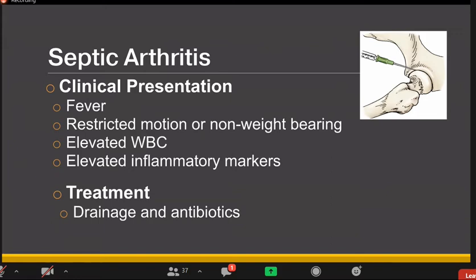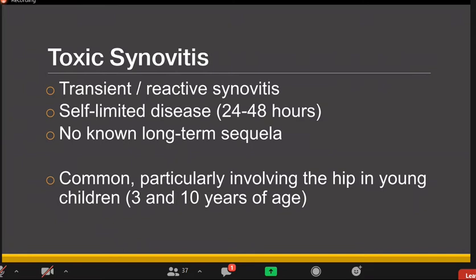Of course, the best way to evaluate these patients would be to do a culture of the fluid aspirate as well. We should distinguish this from toxic synovitis, which is just a transient reactive synovitis. It's a self-limited disease and doesn't really require treatment, with no long-term sequelae. It's common, particularly involving the hip also in young children, 3 to 10 years of age.